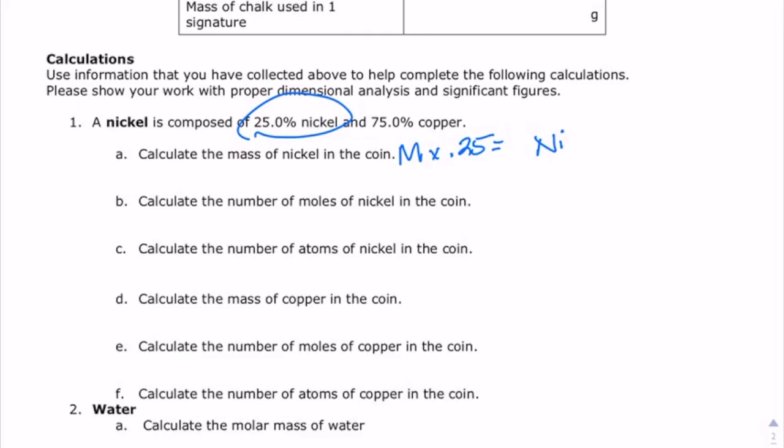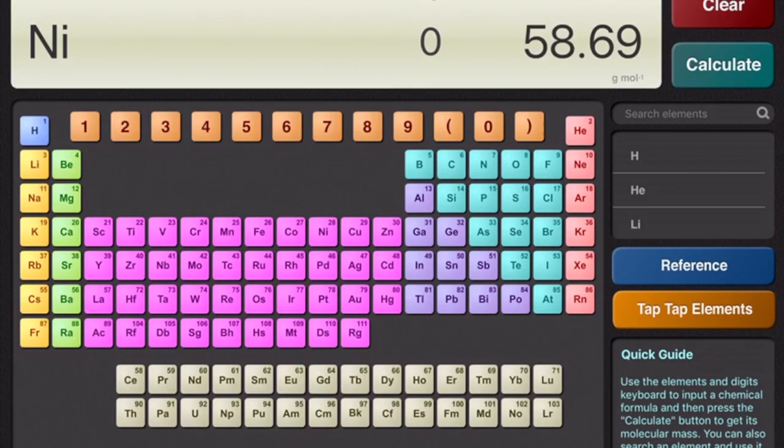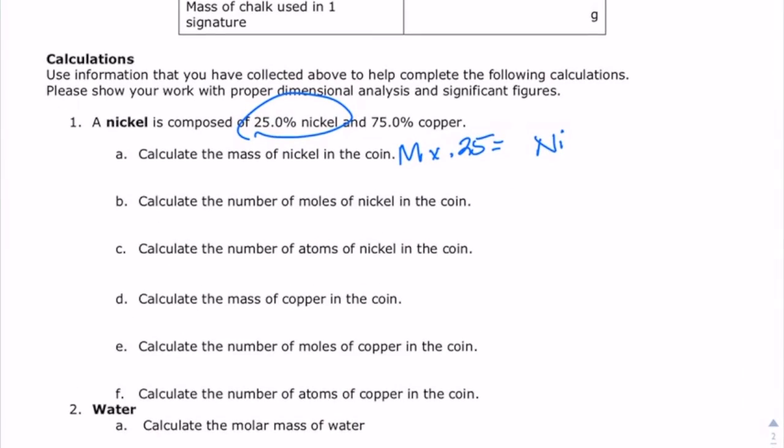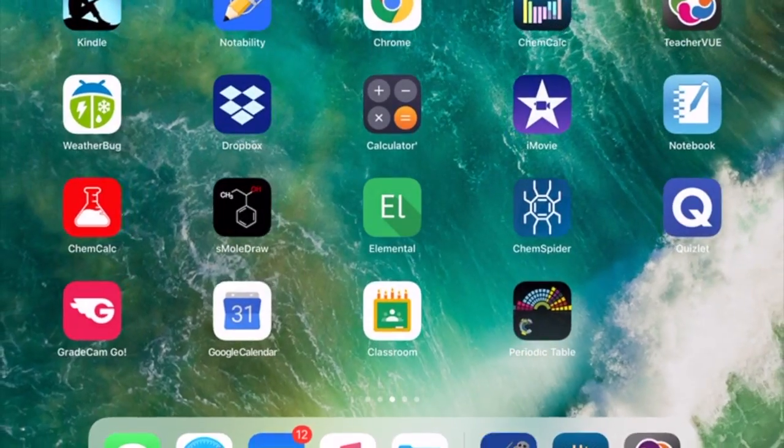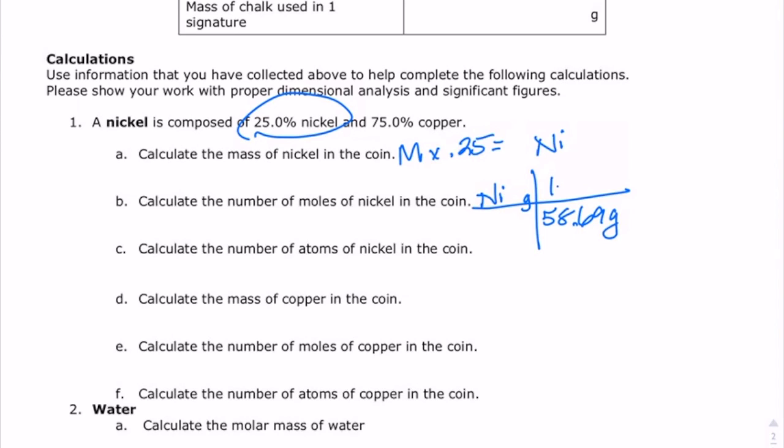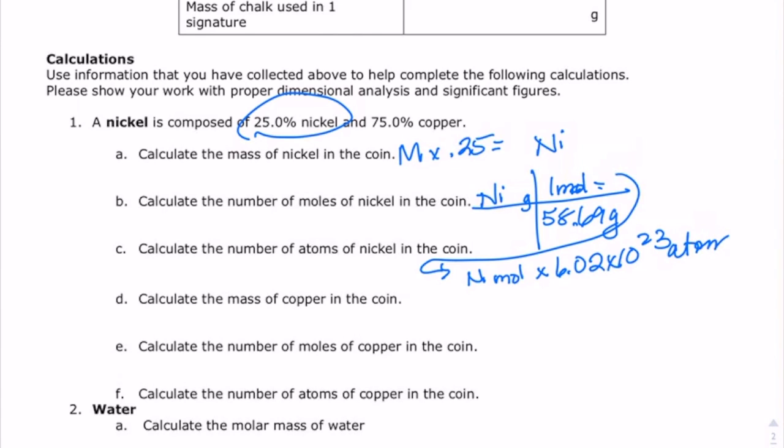Now I need to change that to moles. The molar mass of nickel is 58.69. So I'm going to take my mass in grams, and if I look at my mole map, I have to divide by the molar mass, 58.69 grams in 1 mole. That'll give us the moles of nickel. We'll take that answer down, nickel moles, and we'll multiply by 6.02 times 10 to the 23rd atoms in 1 mole, and that will give you atoms of nickel.